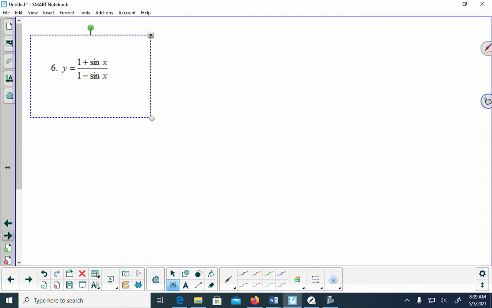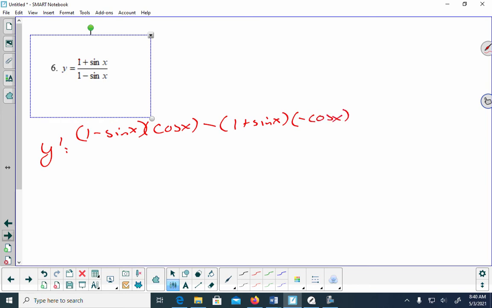Number 6, I have 1 plus sine of x over 1 minus sine of x. Since I have 2 terms over 2 terms, I have to use the quotient rule. So I am going to leave the denominator alone. Take the derivative of the numerator. Well, the derivative of 1 is 0. The derivative of sine of x will be cosine of x. Minus, now I'm going to leave the numerator alone and take the derivative of the denominator, which will be this negative 1 times sine of x, so negative cosine of x. And this is all over my denominator squared.